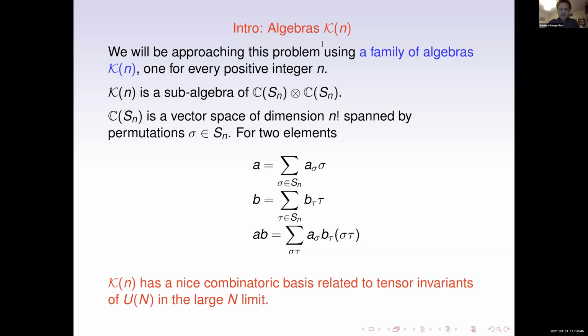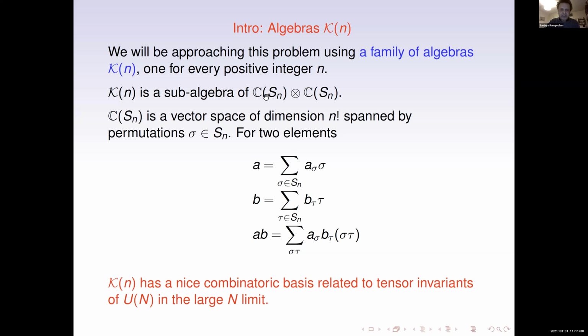The whole approach that we're going to take is to take a family of algebras K of n, one such algebra for every integer, and K of n is a subalgebra of C of Sn tensor C of Sn, where C of Sn is a vector space of dimension n factorial spanned by permutations sigma. So you take linear combinations of permutations and you can multiply them using the ordinary permutation product in the symmetric group. So this K of n has a nice combinatoric basis.